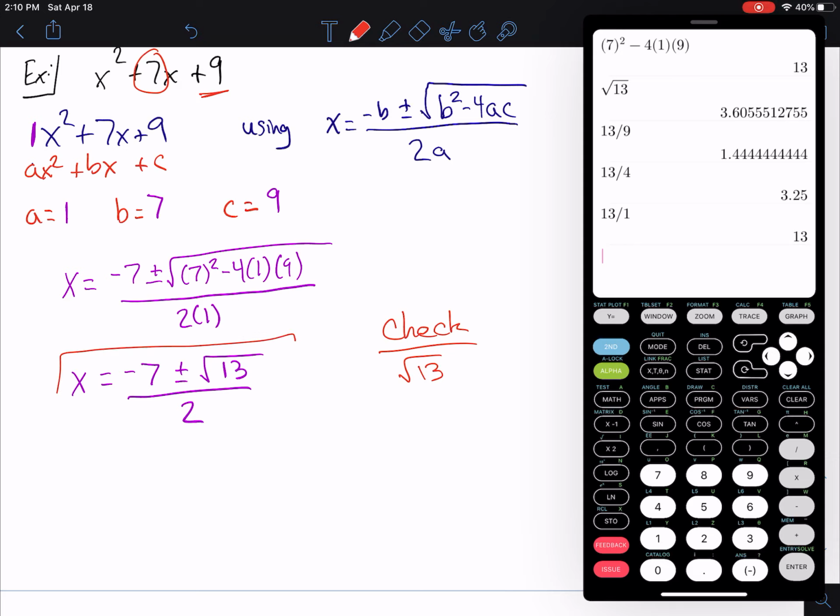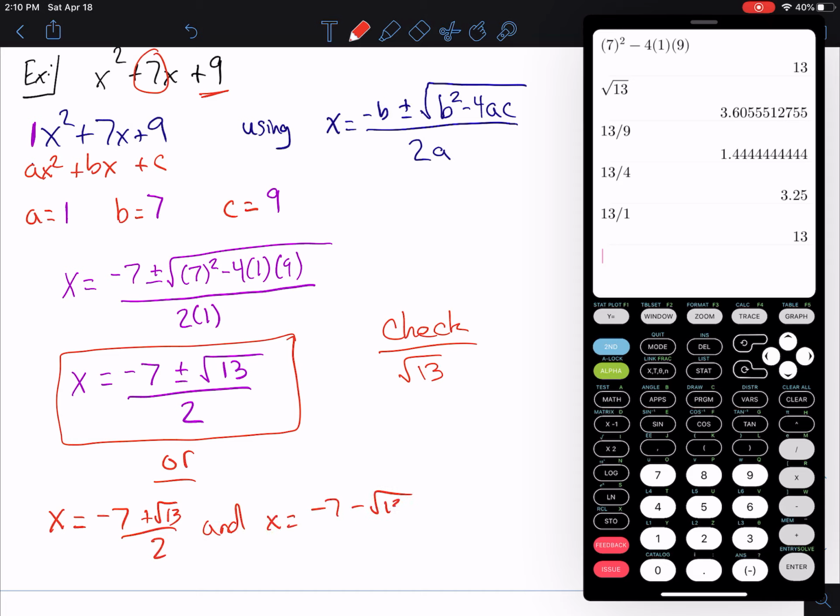Okay, so there's two ways to write our answer. Our answer is either this here, which I've boxed in, x equals negative 7 plus or minus radical 13 over 2, or, this is a big if, or, you could write your answer as x equals negative 7 plus radical 13 over 2, and x equals negative 7 minus radical 13 over 2. So what I did here was I took that plus or minus and actually broke it up, where I said this one's the plus, this one is the minus.